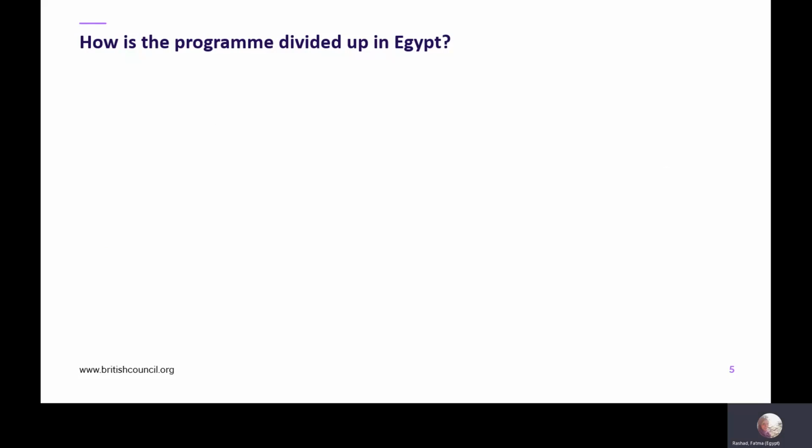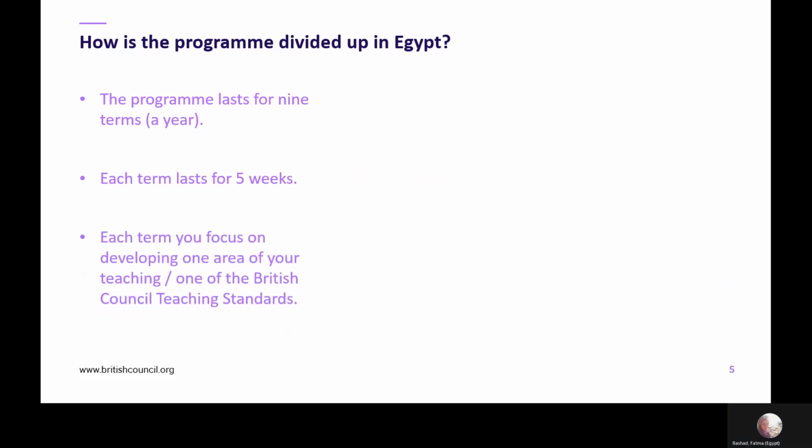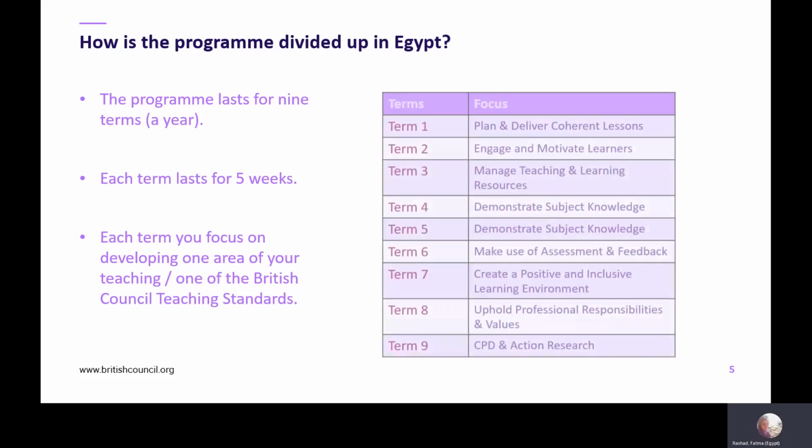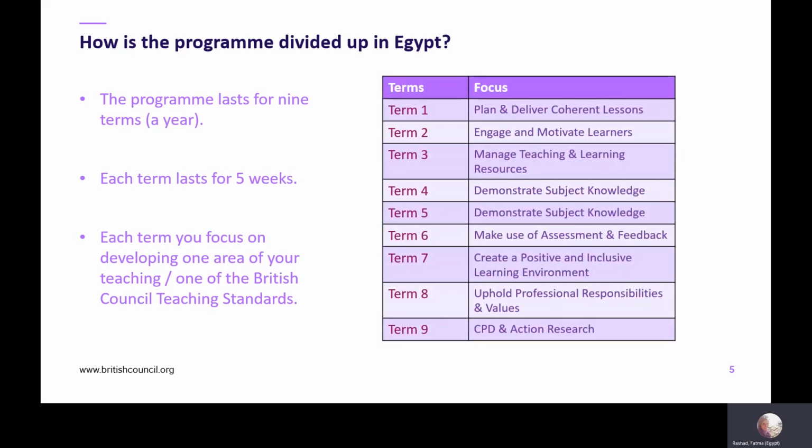So how is the program divided up in Egypt? The duration of the program is a 1-year period, so that is 9 terms. Each term lasts for 5 weeks, and in each term you focus on developing one area of your teaching, which resembles one of the British Council teaching standards, the description of what that means.